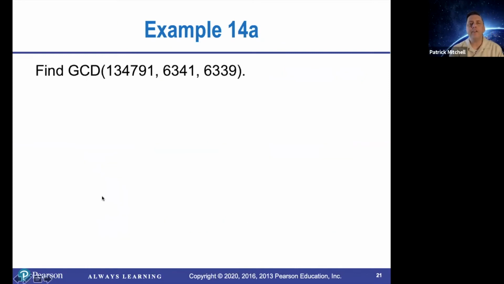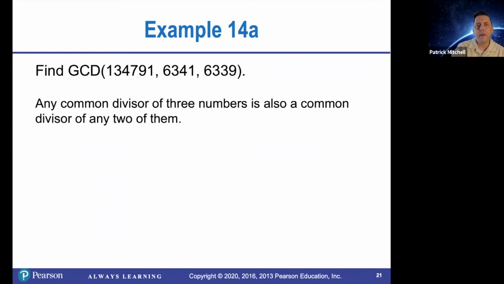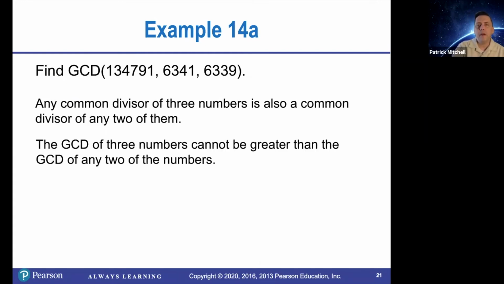All right, here's an example of finding the GCD of 3 numbers. Any common divisor of 3 numbers is also a common divisor of any 2 of them. The GCD of 3 numbers cannot be greater than the GCD of any 2 of the numbers.